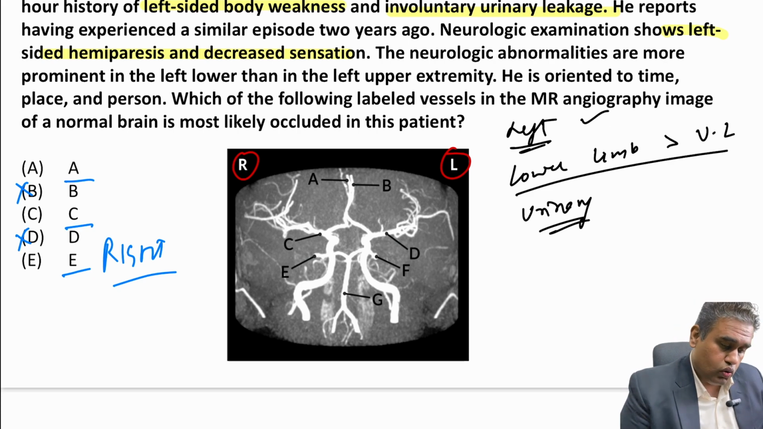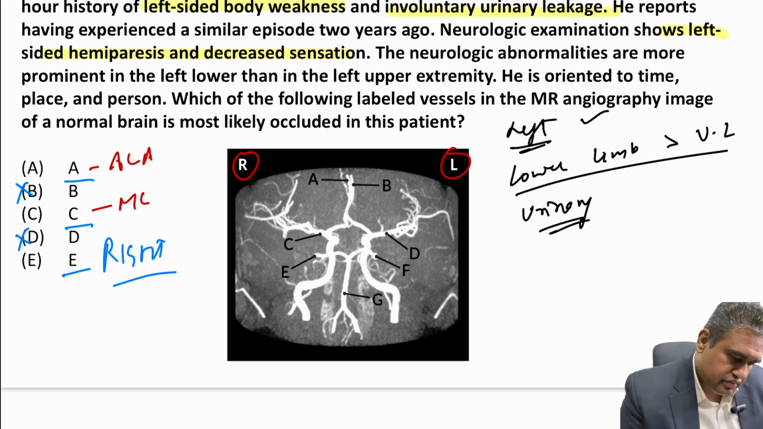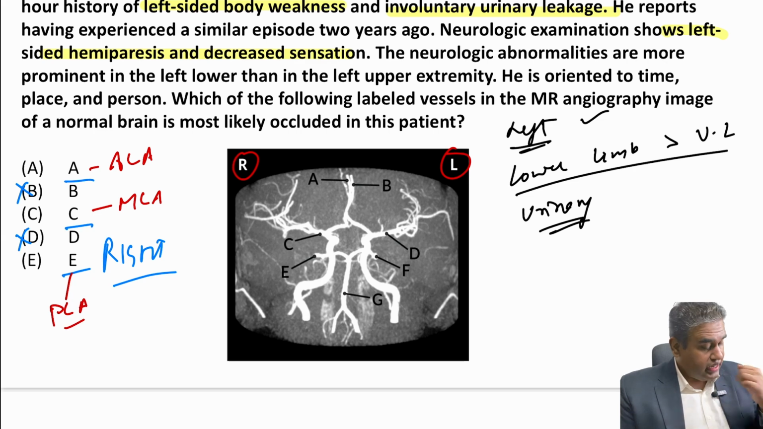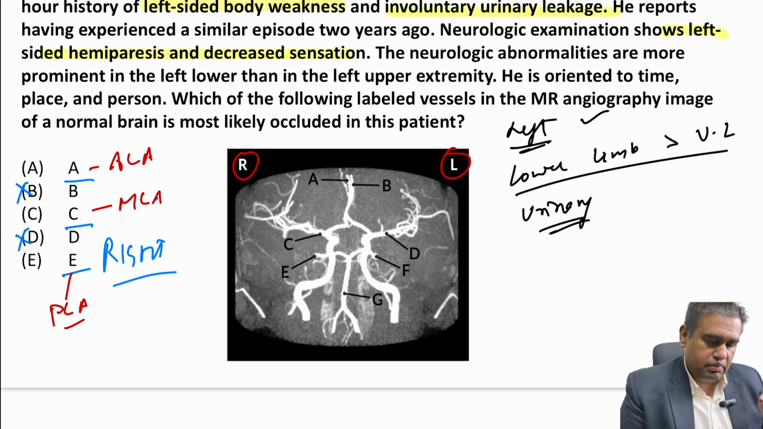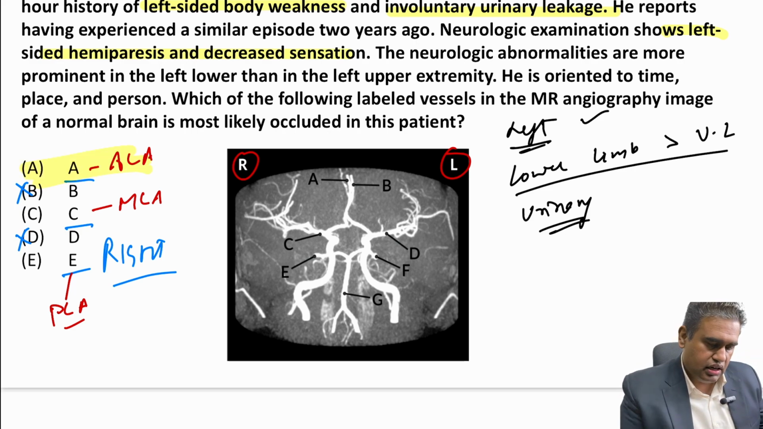Okay. Now what do you think? A over here is which artery? A is the anterior cerebral artery, right? C is the middle cerebral artery, right? And E over here, E would be what? E is the posterior cerebral artery. Okay, so we have the anterior, middle and posterior cerebral artery. Involvement of the lower limb and problem in the bladder is basically due to what? It is due to the anterior cerebral artery. Let me first of all tell you, the answer is option number A. How come? Let us see how come.